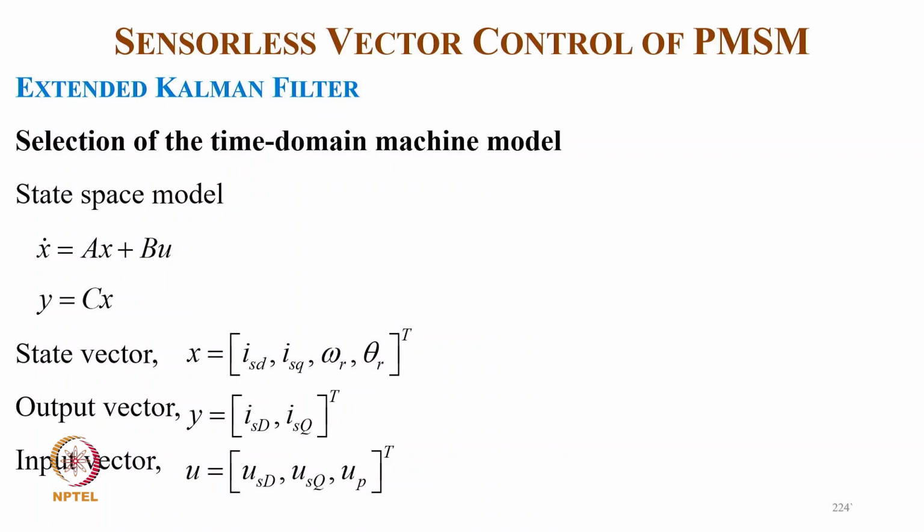Coming now to selection of the time domain machine model, the state space is x dot equal to Ax plus Bu and y equal to Cx, where the state vector x is ISD, ISQ, omega r, theta r, and the output vector y equals ISD, ISQ, and the input vector u equals USD, USQ, and the load torque.